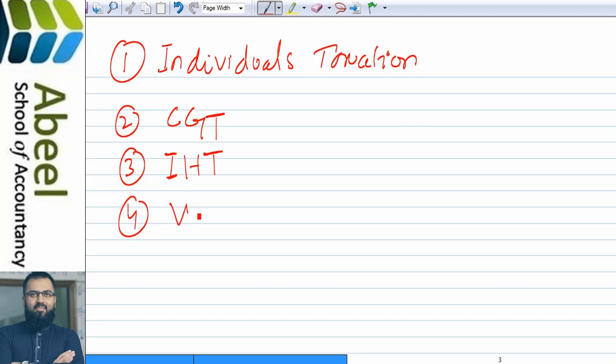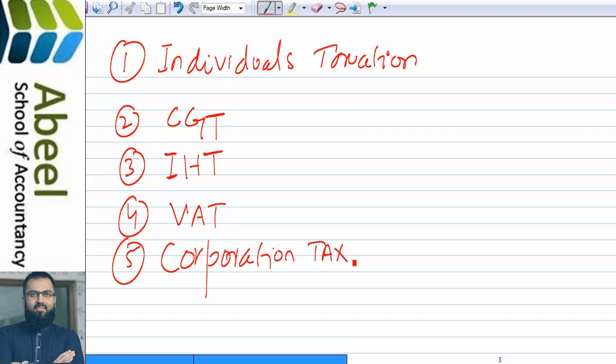Fourth is VAT, value added tax. Fifth is corporation tax. So if you have a really good command of these five areas, then I can guarantee you cannot fail in P6. But obviously these five areas are the entire syllabus of P6 as well. No doubt about it.